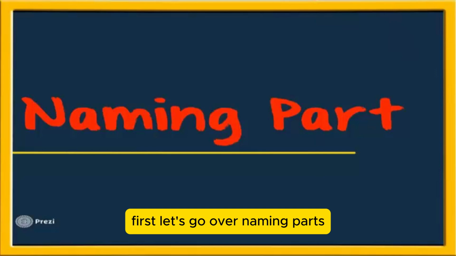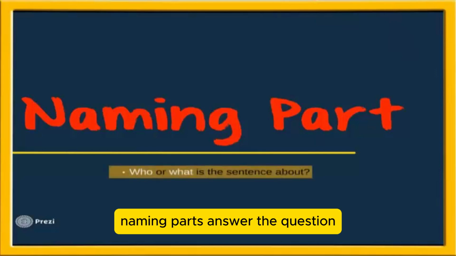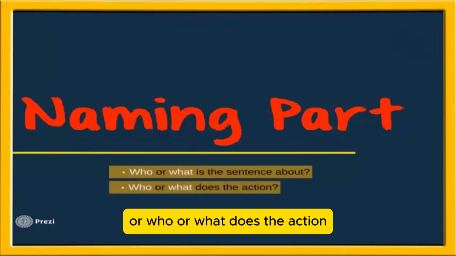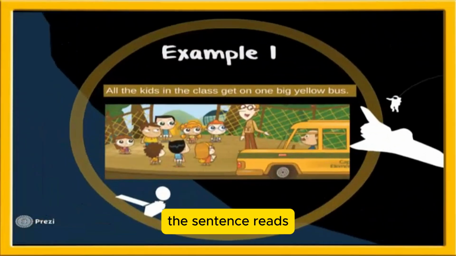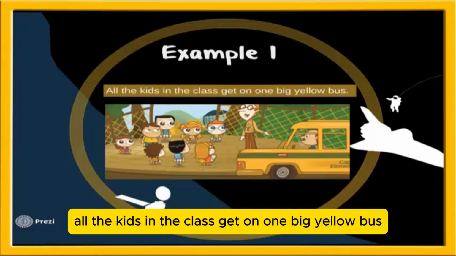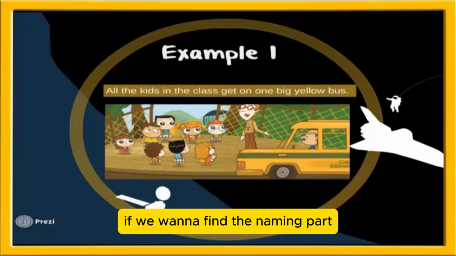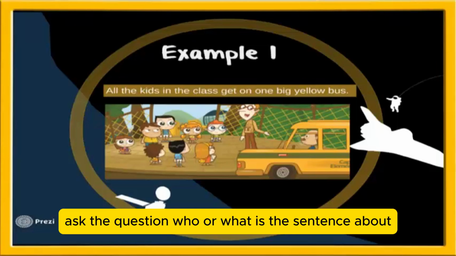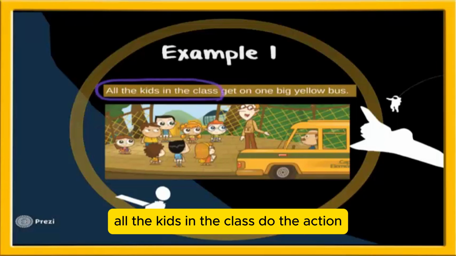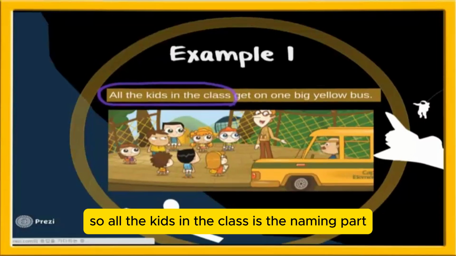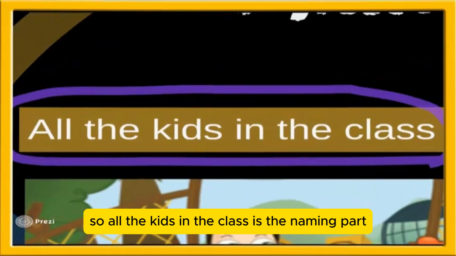First, let's go over naming parts. Naming parts answer the question, who or what is the sentence about? Or who or what does the action? Let's take a look at some examples. The sentence reads, all the kids in the class get on one big yellow bus. If we want to find the naming part, ask the question, who or what is the sentence about? Or who or what does the action? Here, all the kids in the class do the action, so all the kids in the class is the naming part.